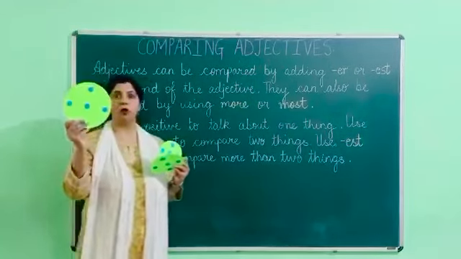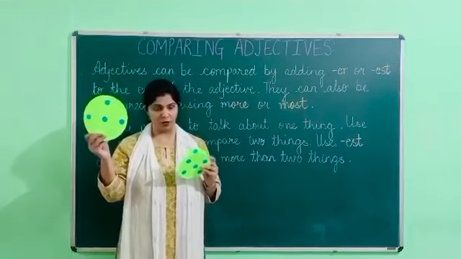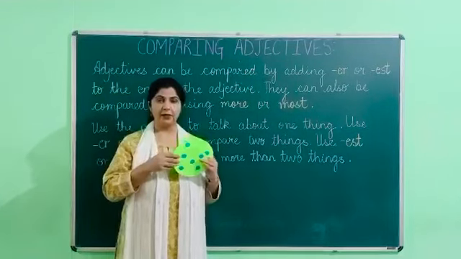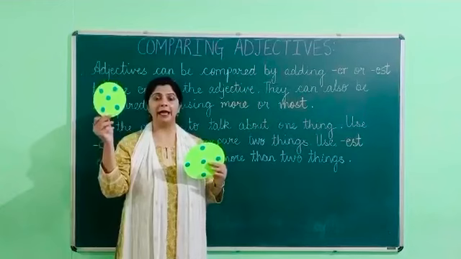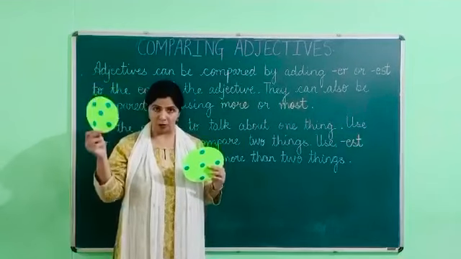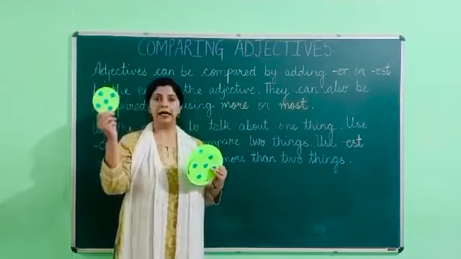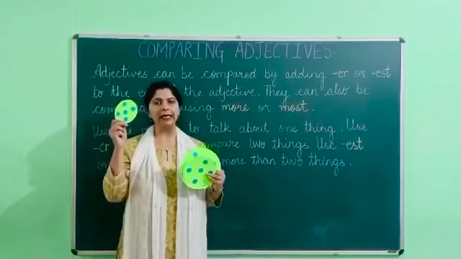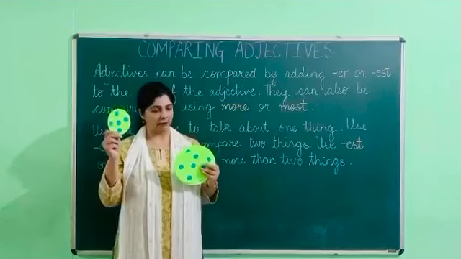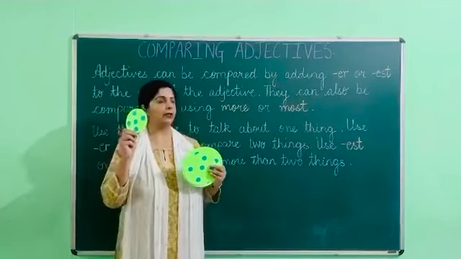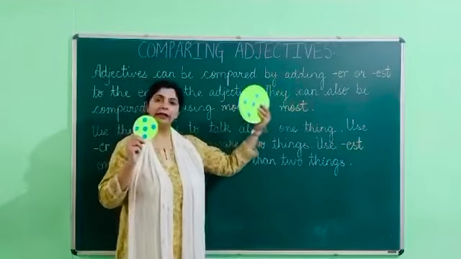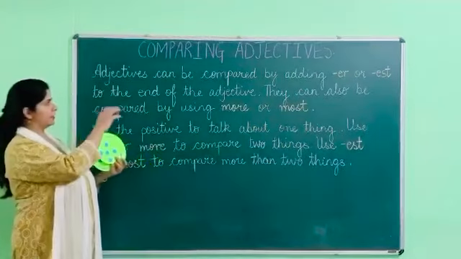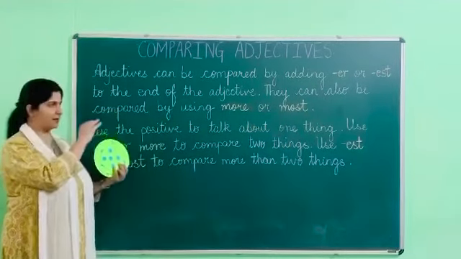It was small, S-M-A-L-L, small, then smaller, S-M-A-L-L-E-R, smaller, and then smallest, S-M-A-L-L-E-S-T. So what have we done? We have added the letters ER or EST to the adjective to compare them.